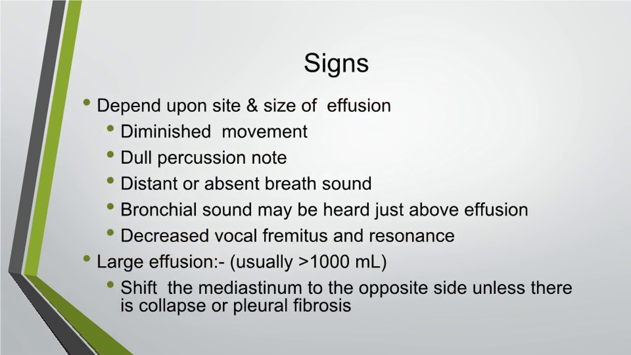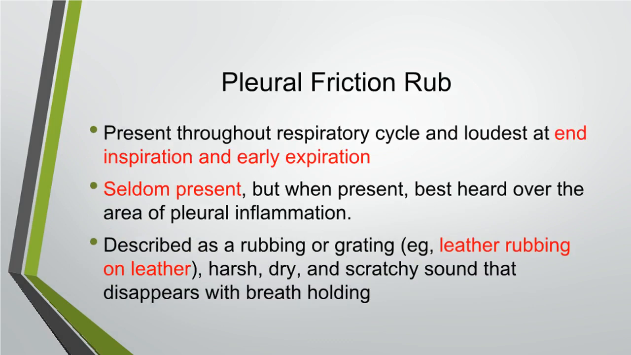Chest examination findings include decreased chest movements of affected side, dull note on percussion, absent breath sounds and decreased vocal resonance on auscultation. Pleural rub is seldom present, but when present, best heard over the area of pleural inflammation, over posterior inferior aspect of thoracic cage, or over inferior lateral anterior surface of thoracic cage. It is described as a rubbing or grating, harsh, dry, and scratchy sound that disappears with breath holding.